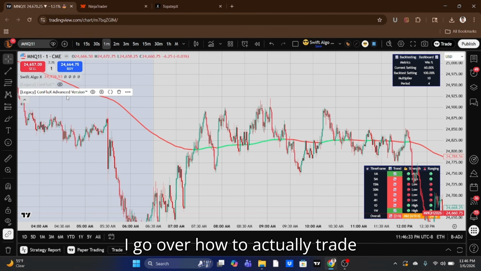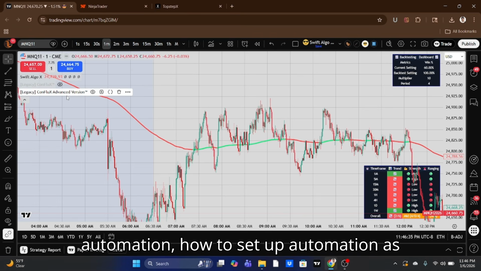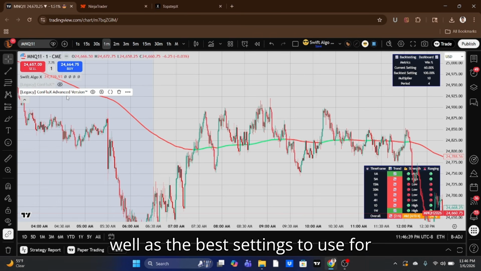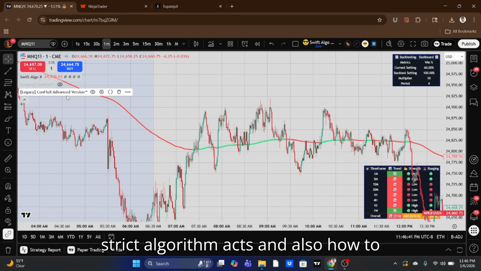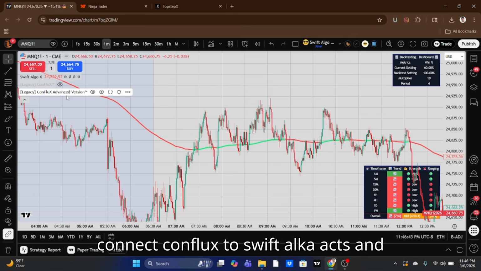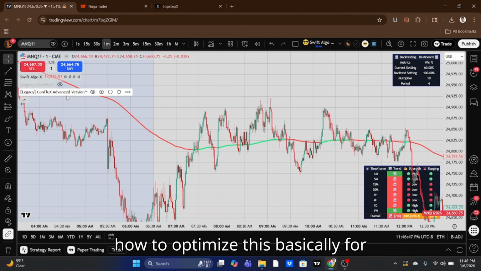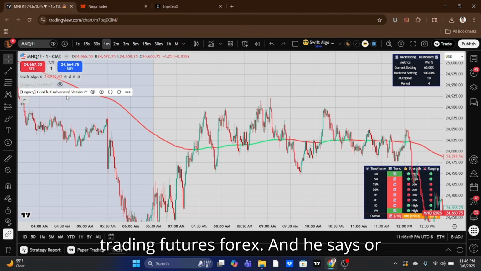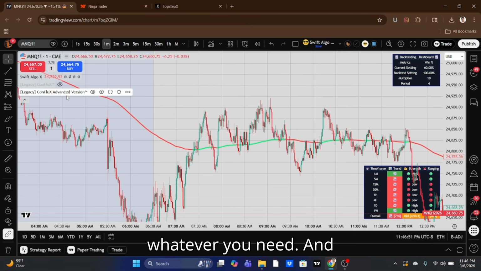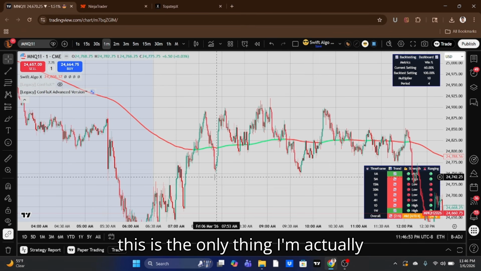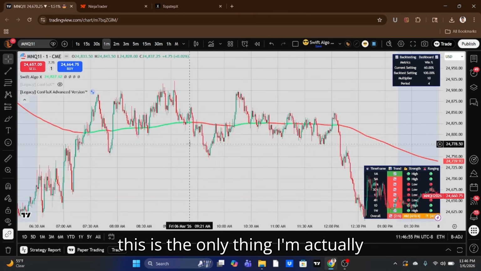I go over how to actually trade automation, how to set up automation, as well as the best settings to use for Swift Algo X, and also how to connect ConFluX to Swift Algo X and how to optimize this basically for trading futures, forex, indices, or whatever you need. And this is the only thing I'm actually using, okay?